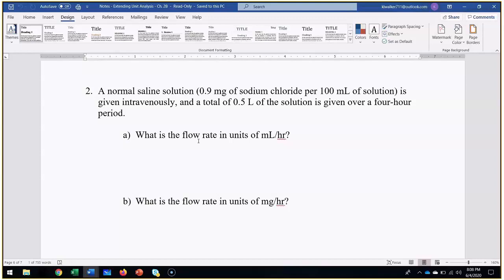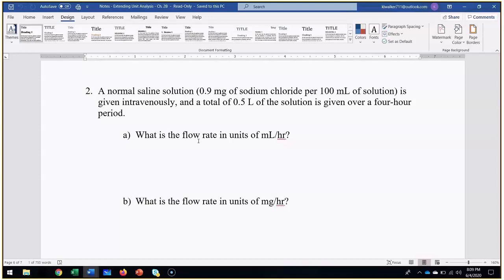All right, so a normal saline solution, which is 0.9 milligrams of sodium chloride per 100 milliliters of solution, is given intravenously, and a total of 0.5 liters of the solution is given over a 4-hour period. Part A, what is the flow rate in units of milliliters per hour?